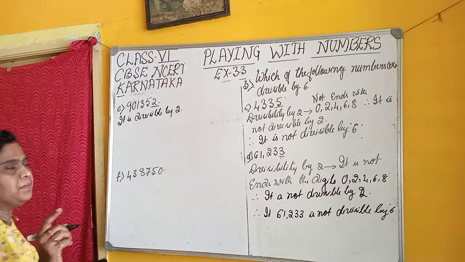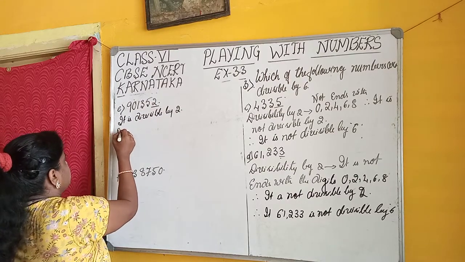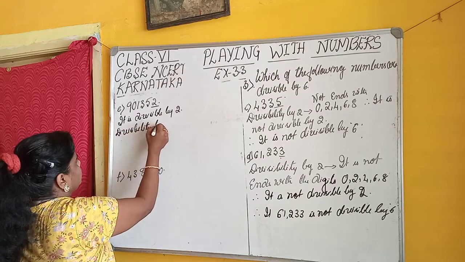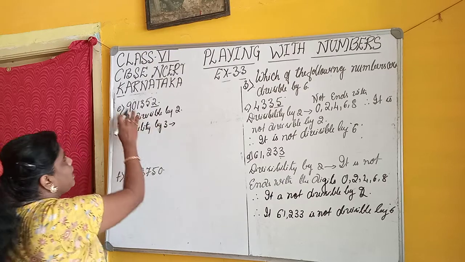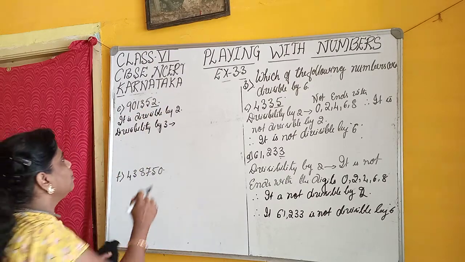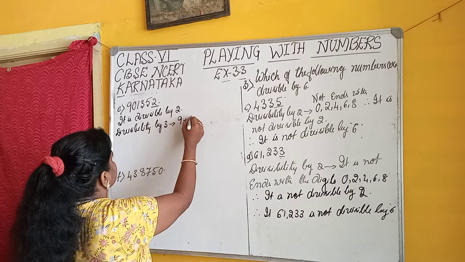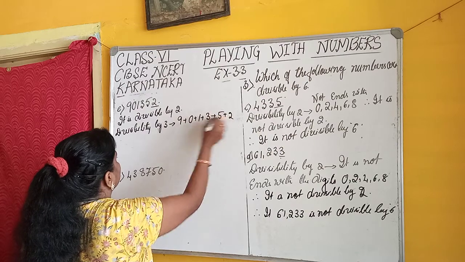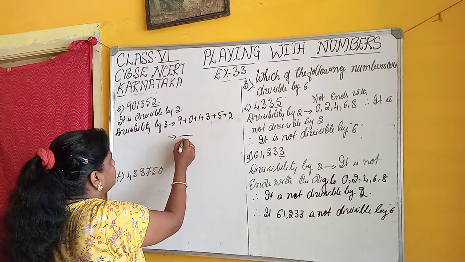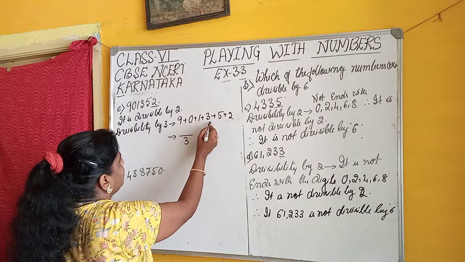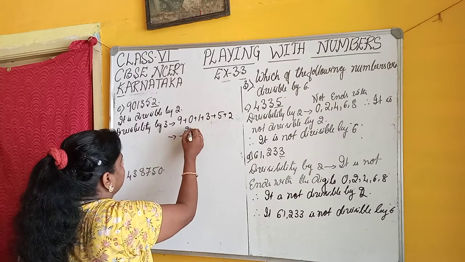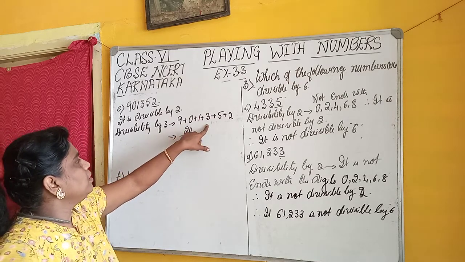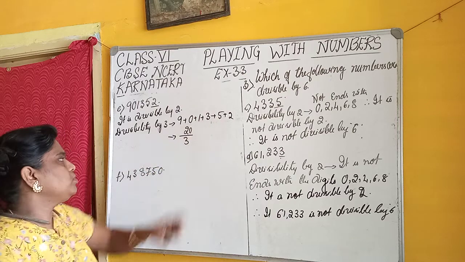Now let us check for divisibility by 3. What we have to do? We have to add all the digits in the number and then divide by 3. That is 0 plus 1 plus 3 plus 5 plus 2. That equals 10, 13, 18, 20. Let us check once again: 13 plus 5 is 18, 18 plus 2 is 20.